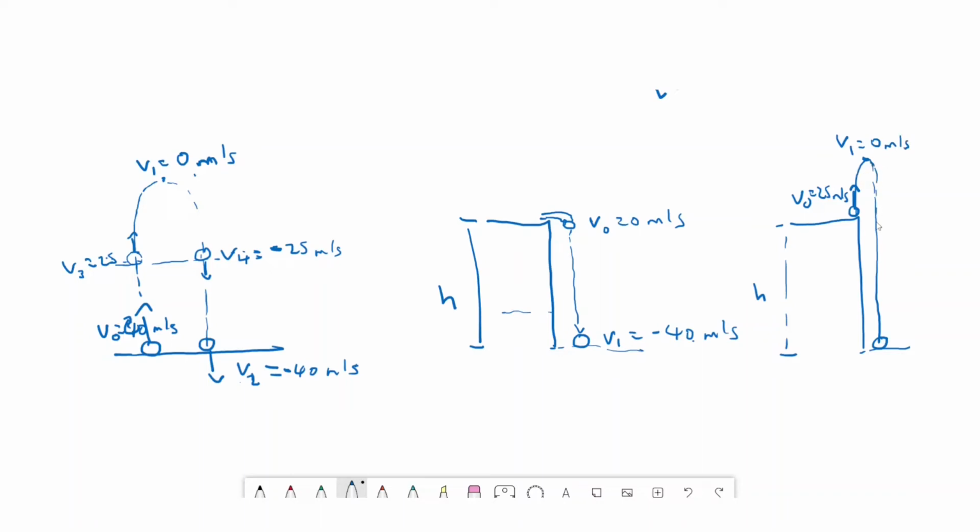And then afterwards, it's going to come down, then it's going to hit the ground with a velocity V2, which is going to be some velocity. Maybe let's say for an example, this is going to be 50 meters per second, minus 50 meters per second.